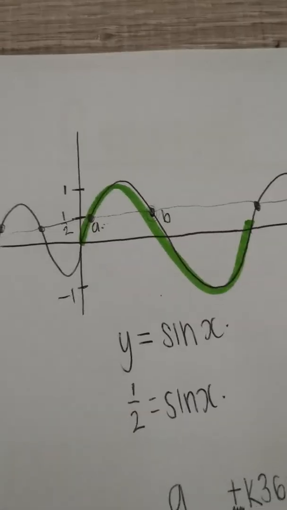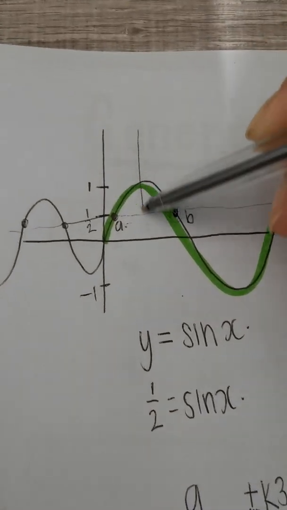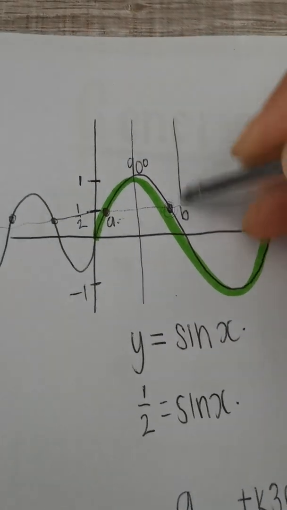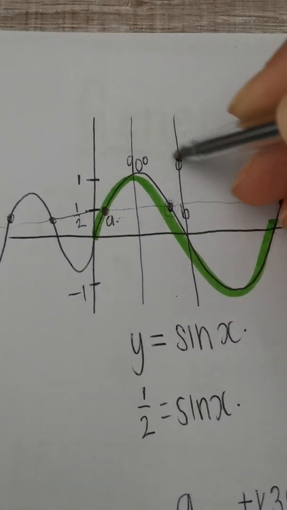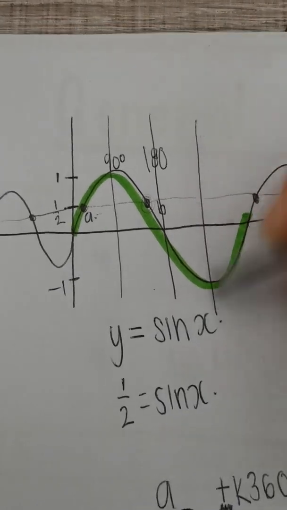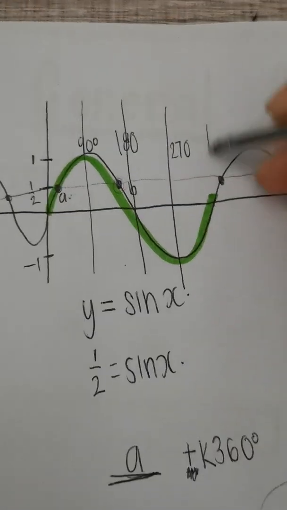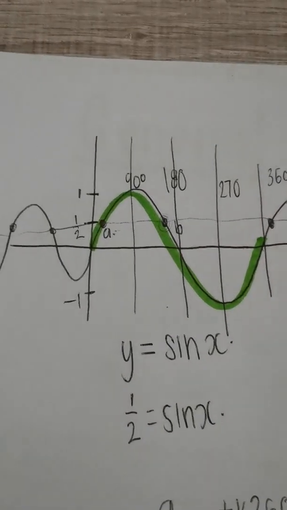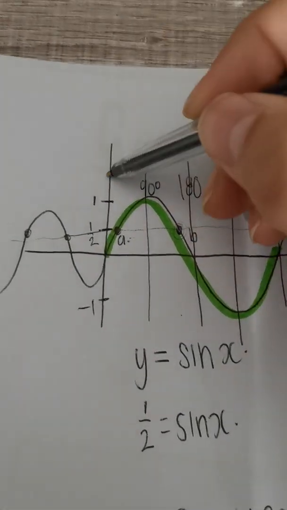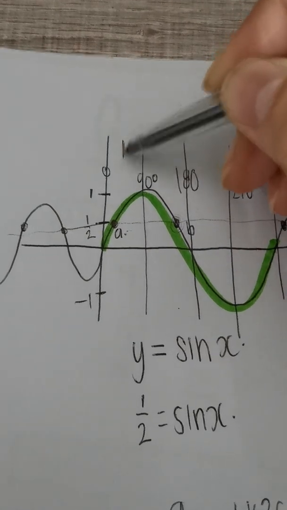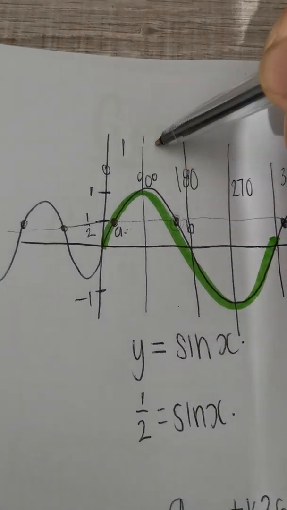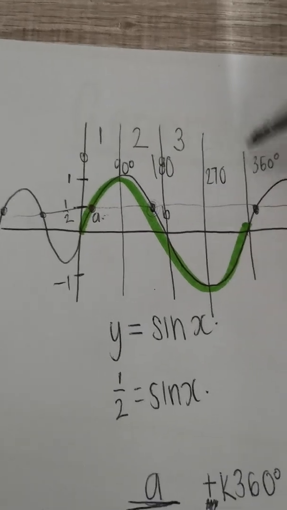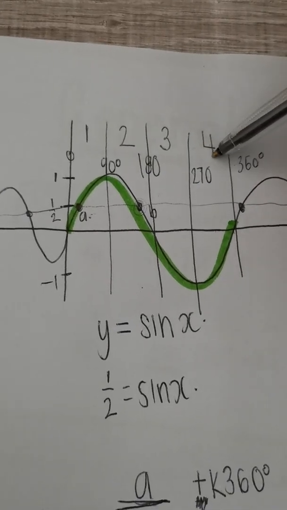Let's go back to our graph. Let's quickly split this up over here. This here is 90 degrees. This here would have been at 180 degrees. This would have been at 270 degrees. And 360 degrees, and those numbers look oddly familiar to us. We know that 0 to 90 is quadrant 1, 90 to 180 is quadrant 2, 180 to 270 is quadrant 3, 270 to 360 is quadrant 4.